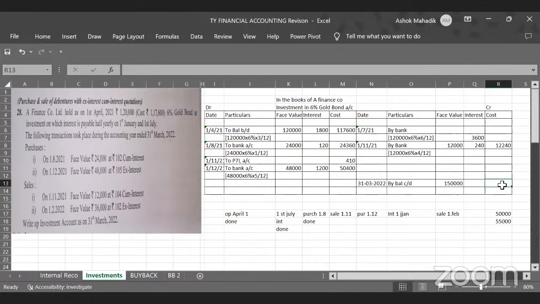Journal entries I have just shown you. While solving, you just discuss the journal entries. Very simple entries. Whenever you buy an investment, it will be 6% gold bond account debit to bank account. Just like that only. No big deal in their entries. Mostly they will ask you to make an investment account. They won't ask you to pass entries in the investment account.